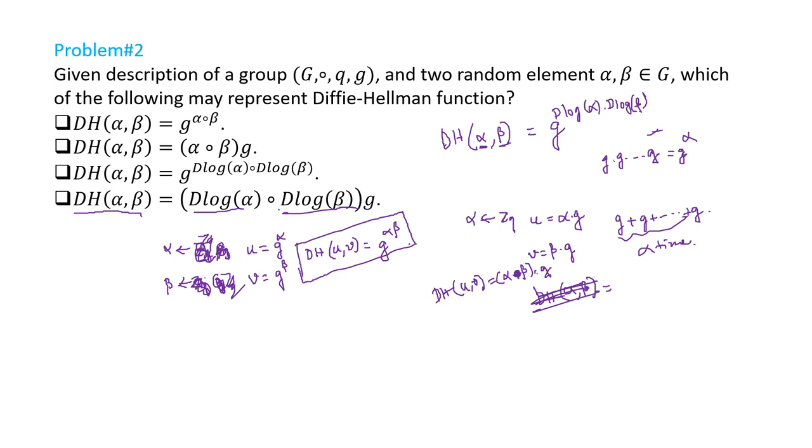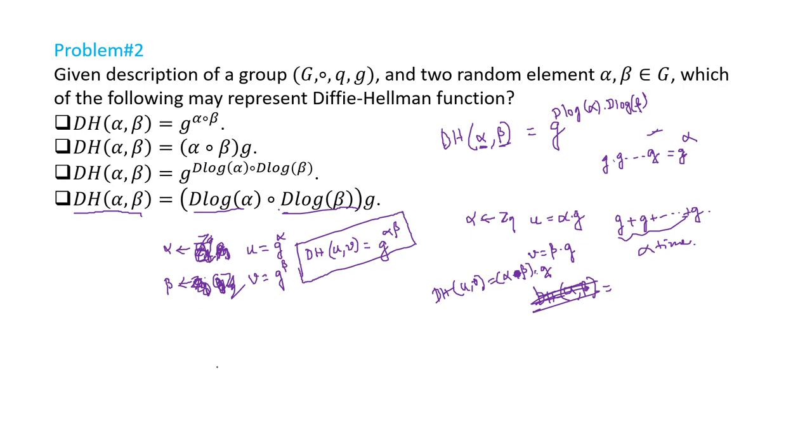Ma'am, here in the question it's not mentioned whether it's multiplicative or additive or both. It is not mentioned, that is why multiple options are correct. We need to see all possible options. It is saying that it may represent, right?